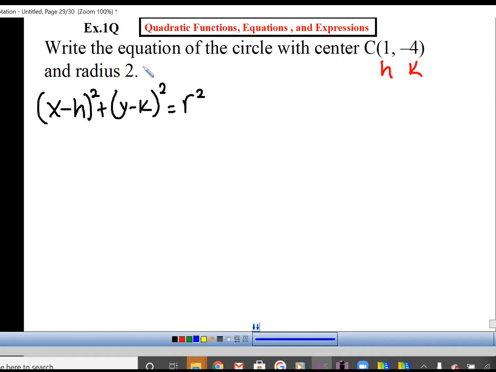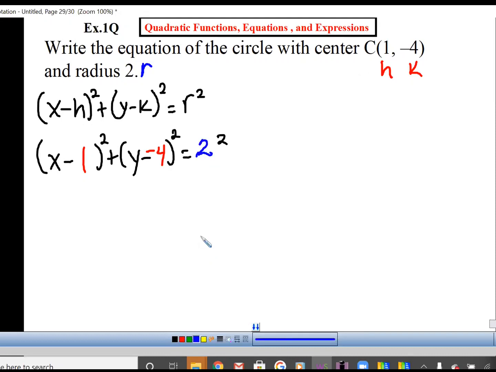And the radius is 2, so that's our r. Okay, so I rewrite the general form, and I write x minus, leave an empty space squared, plus y minus, leave an empty space squared, equals empty space squared. Substitute the values. H is 1, so that goes right there. K is -4, that goes right here, -4. R is 2, that goes right here. Okay. And then we simplify.